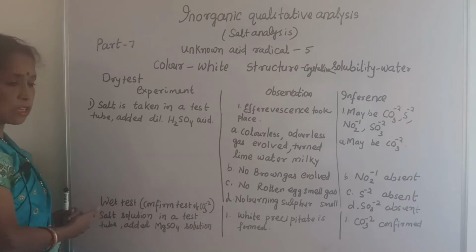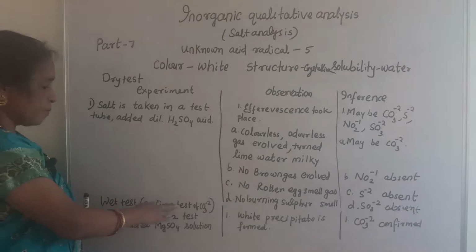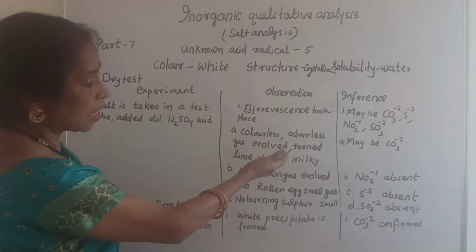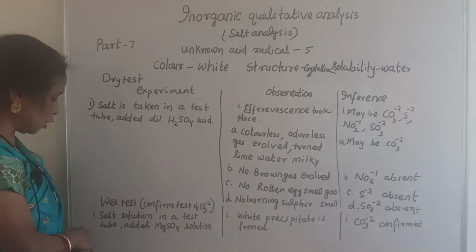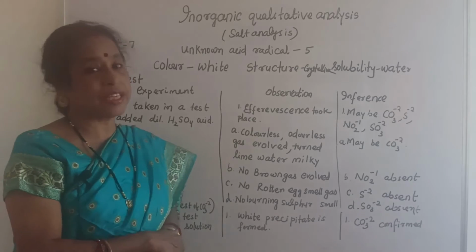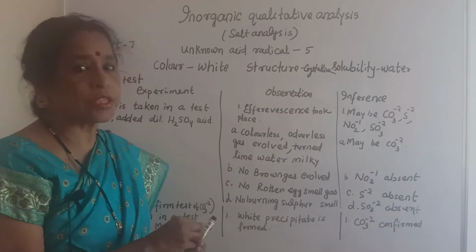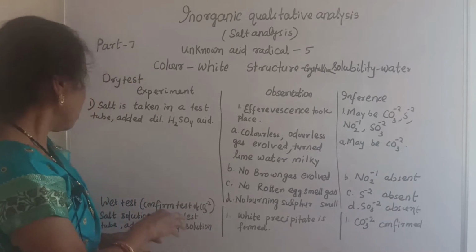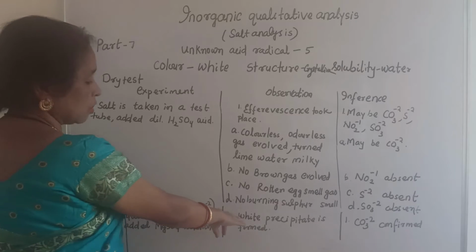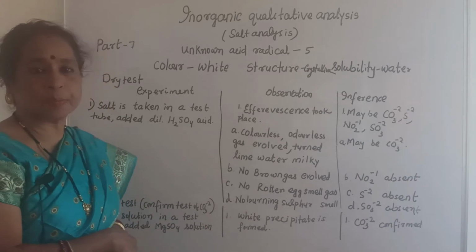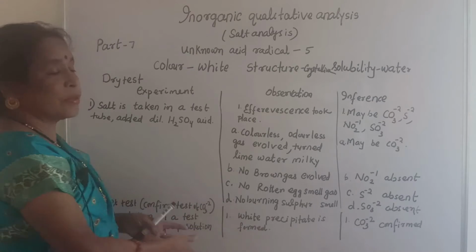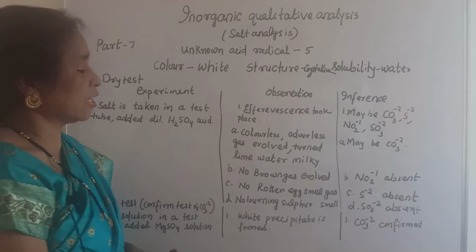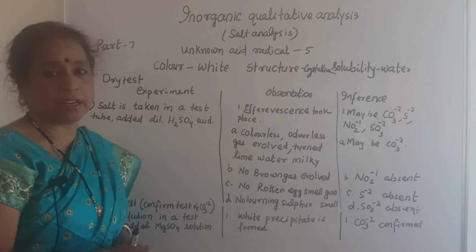See here, wet test, confirmatory test. Now, the confirmatory test of what? That is carbonate. First, the salt solution in a test tube and added MgSO4, magnesium sulfate solution. When magnesium sulfate solution is added to it, it gives a white precipitate. We will see the reaction later, and that is carbonate confirmed.